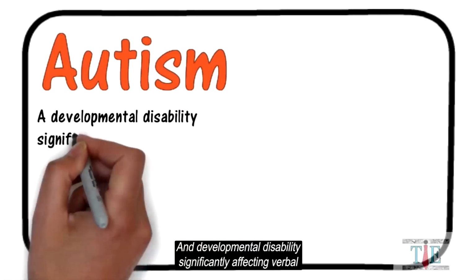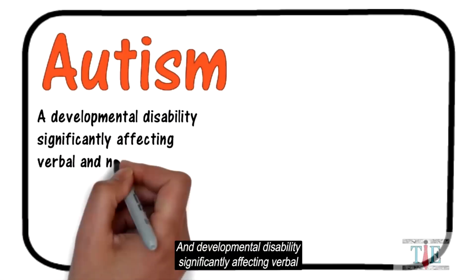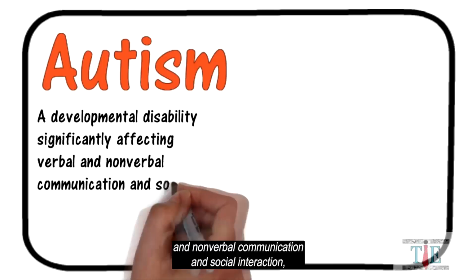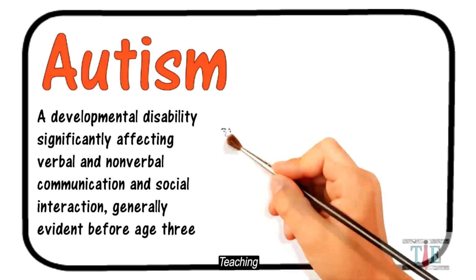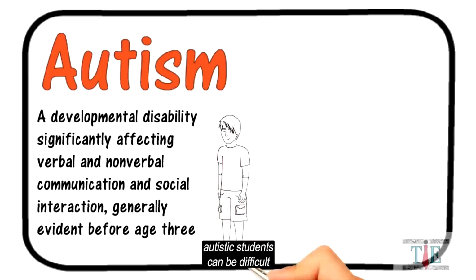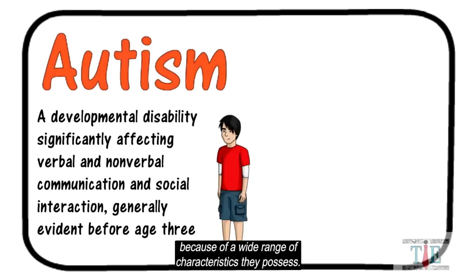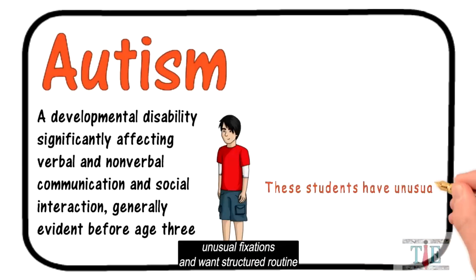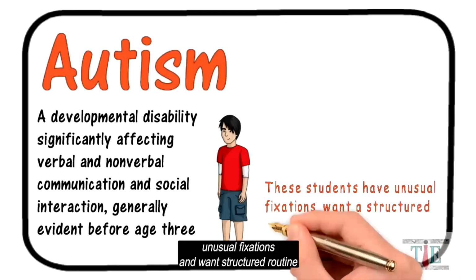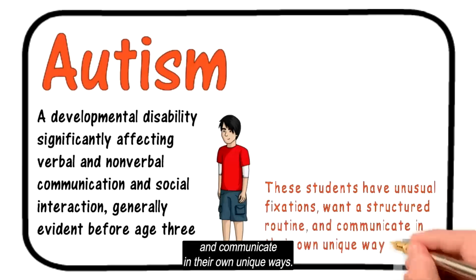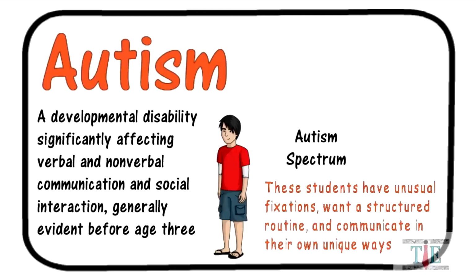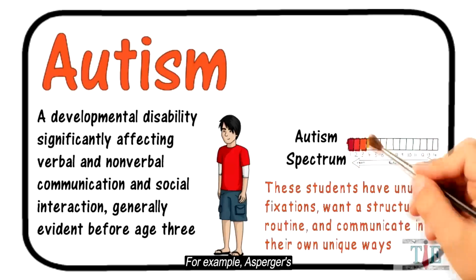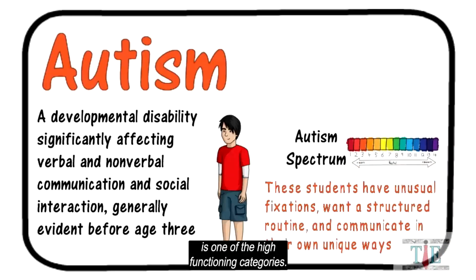A developmental disability significantly affecting verbal and nonverbal communication and social interaction, generally evident before age 3. Teaching autistic students can be difficult because of a wide range of characteristics they possess. These students have unusual fixations and want structured routine and communicate in their own unique ways. Autism is sometimes called autism spectrum disorder. For example, Asperger's is one of the high functioning categories.